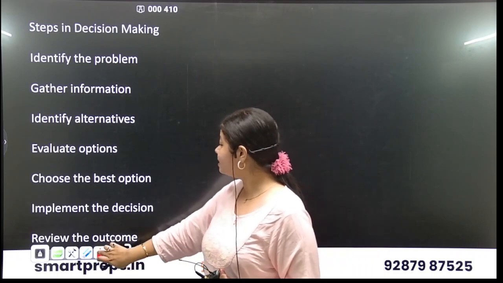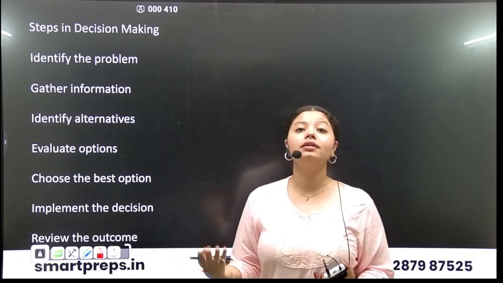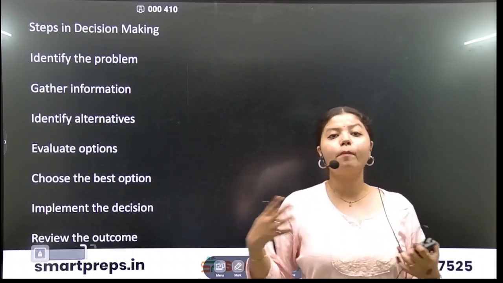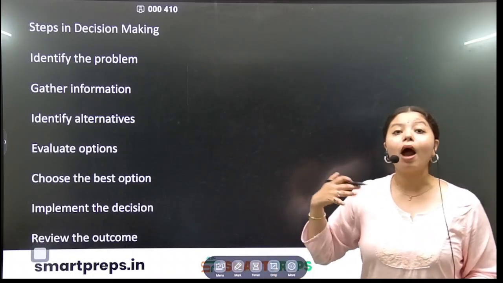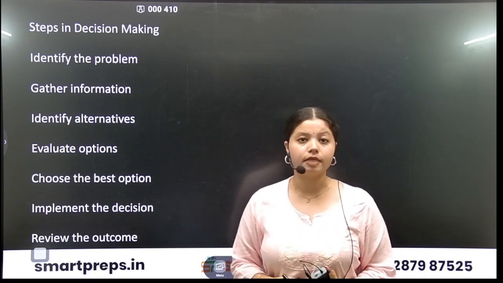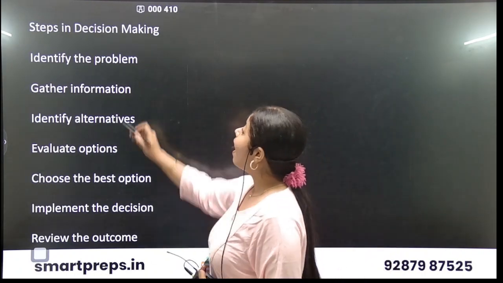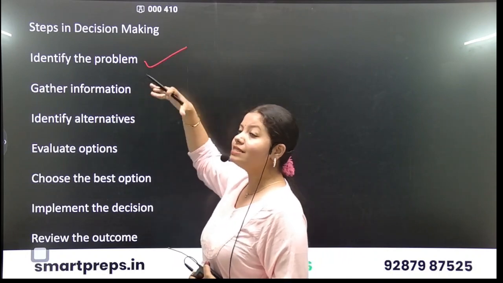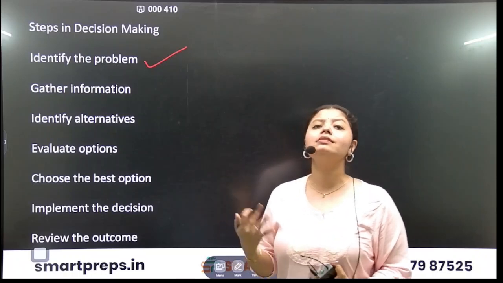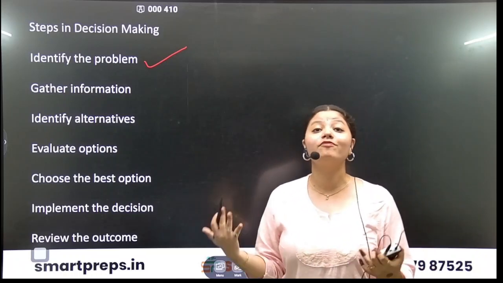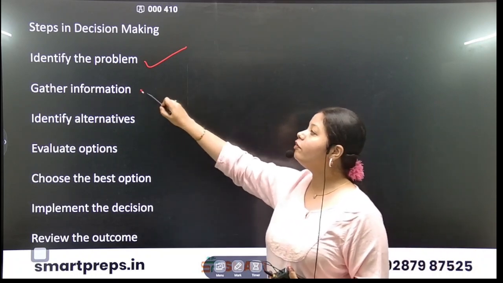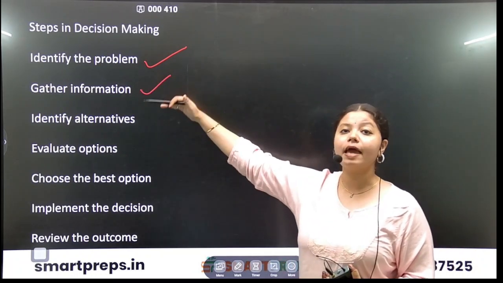Now let's understand how to take the decision. Yes, I'm repeatedly saying decision making. The topic itself is decision making. Now, how to take the correct decision? There are certain steps. Okay, the steps are: identify the problem. What is actually the problem? You first have to identify it. Next, you have to gather some information. You have to gather some facts based on that issue that is going on. So gather information, that is the very step 2.